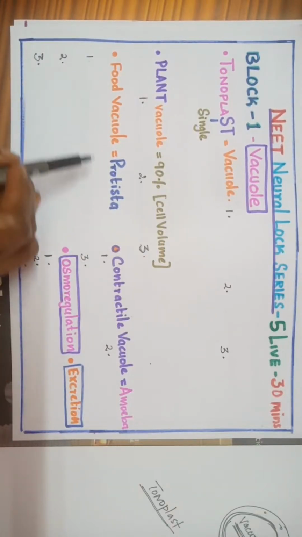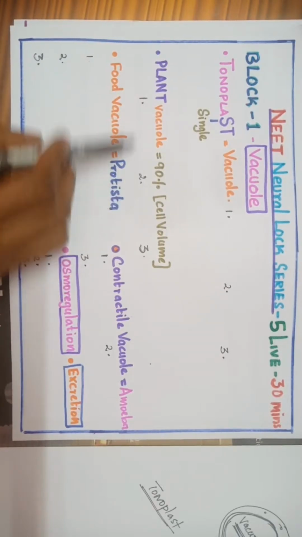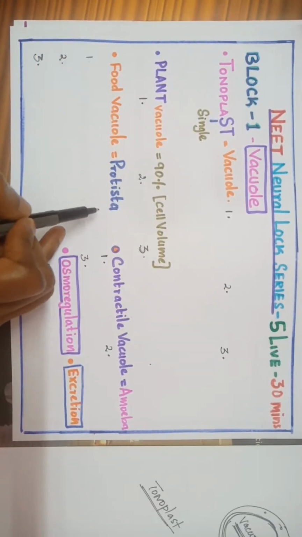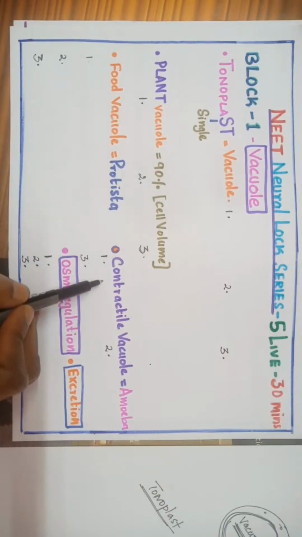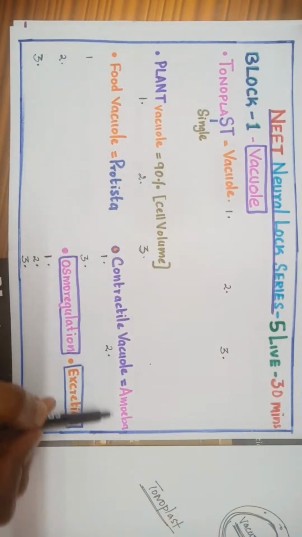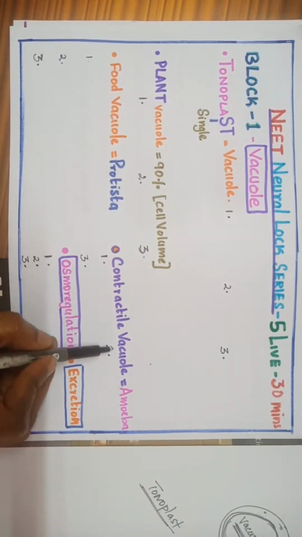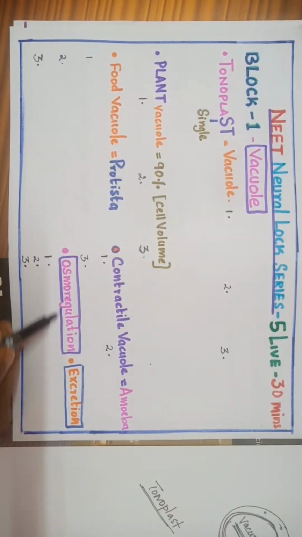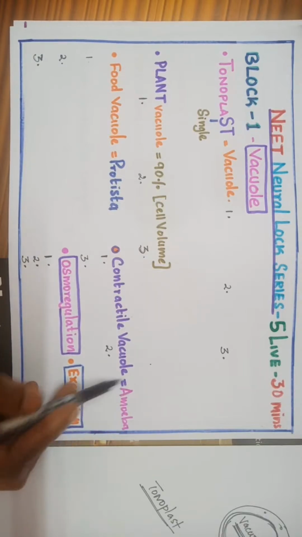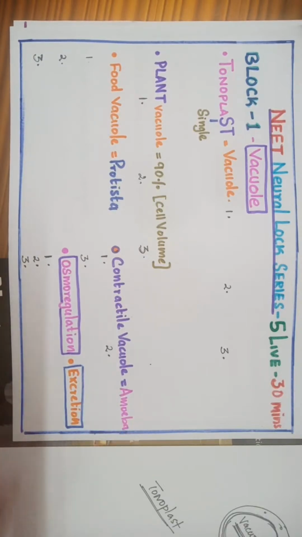One is the food vacuole, which is seen in protista. These are examples, important for your match the following. Then you have the contractile vacuole, which is seen in amoeba. What is the function of this contractile vacuole? It helps in osmoregulation and excretion in amoeba. What is the meaning of osmoregulation?